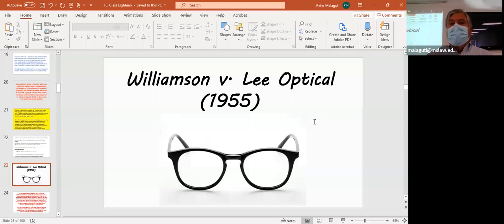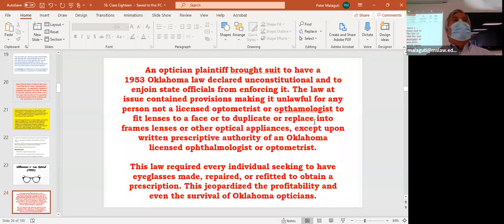So apparently, in Oklahoma, opticians are performing the whole function. They're doing eye exams. They're essentially creating a prescription as to what kind of lens correction is needed. And then they're grinding the glasses and selling the glasses. You can get a pair of glasses without going to an optometrist or an ophthalmologist in Oklahoma.